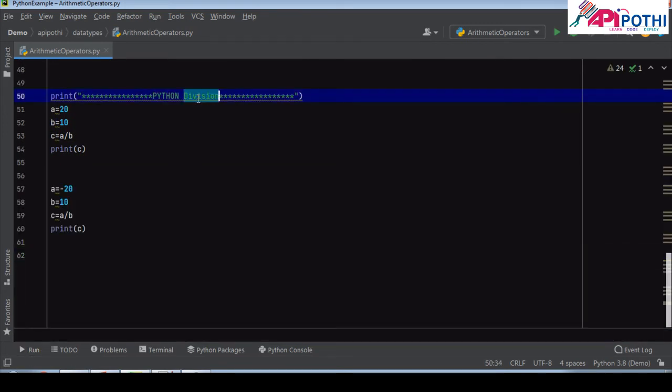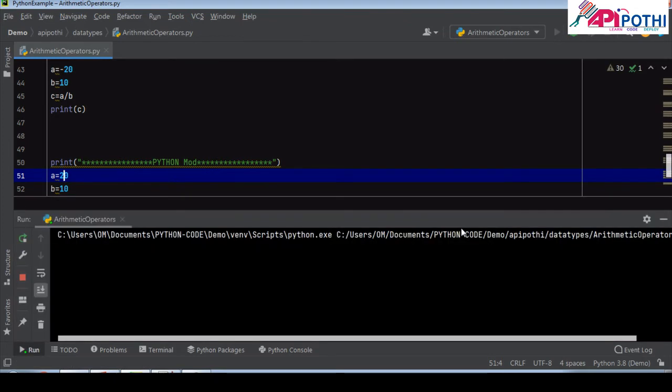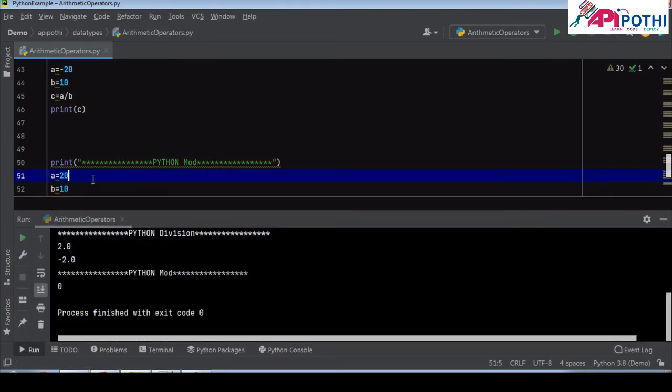Let's perform the same operation here. This is modulus. So A equal to 20, B equal to 10, A percent B equal to C. We are assigning into C, right? So technically we are dividing. It should give 0 because it is perfectly divisible.